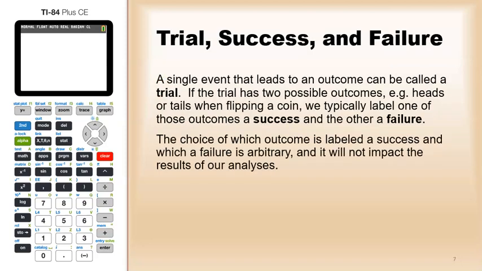Alright, so a single event that leads to an outcome can be called a trial. If the trial has two possible outcomes, like heads or tails, male, female, yes, no, on, off, we typically label one of those outcomes a success and the other a failure. As far as the testing goes, it doesn't matter which one is which. Usually in statistics, we think whatever we're looking for is the success, and what we're not looking for is happening, that'd be the failure. As far as finding p-values and all that, it doesn't matter which one's labeled. You'll get the same p-value either way.